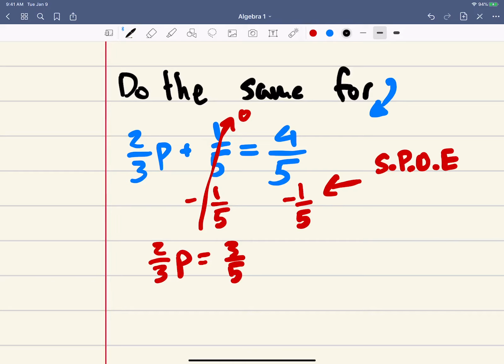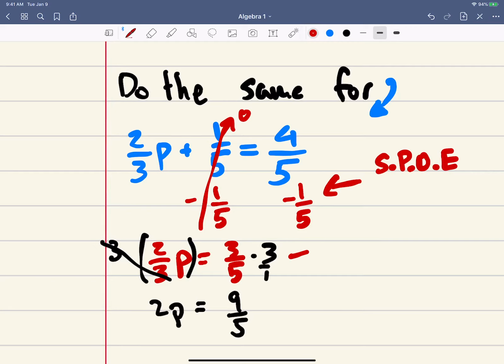Next, what you got to do is get rid of this denominator. So you're going to multiply both sides by 3. Right, this is going to go away. So now you're going to have 2p is equal to 9 over 5. Remember, you got an imaginary 1. This is the multiplication property.